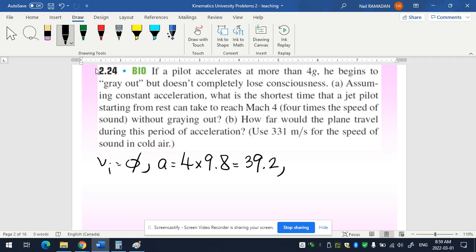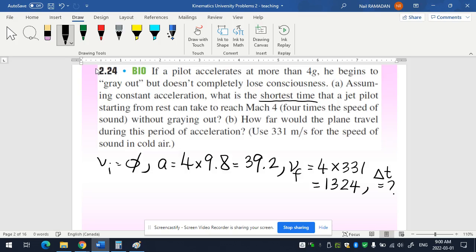Speed. Is it VF or VI now? VF. We need to multiply 4 times 331. Well, 4 times 300 is 1200. And so 1200 and 120 is 1324, is it? In meters per second. And what's the question asking for? It's asking for the shortest time. So we need delta t.